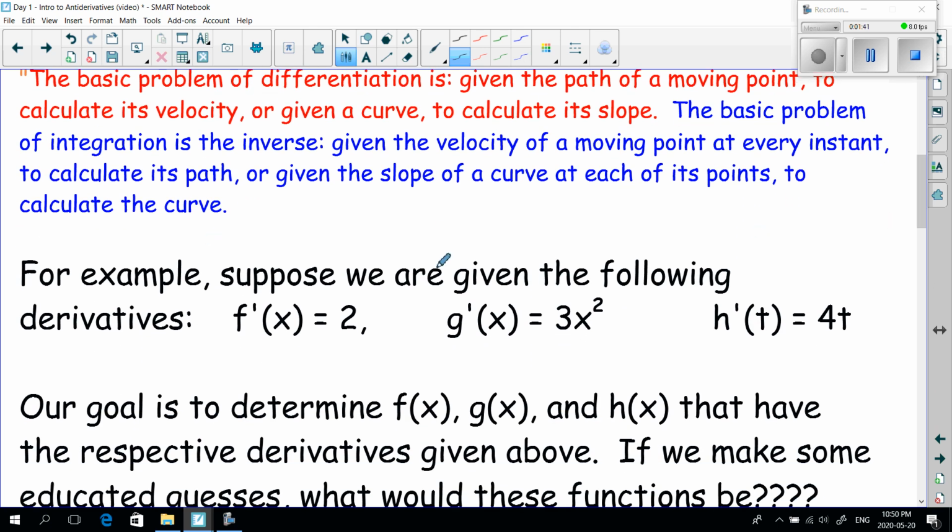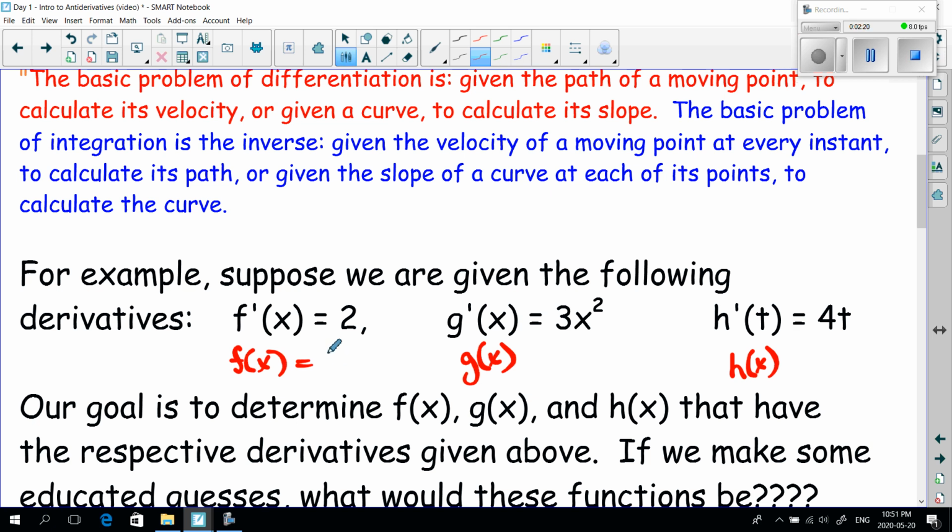So for example, suppose we are given the following derivatives: f prime x equals 2, g prime x equals 3x squared, and h prime t equals 4t. We want to figure out what f of x would be, what g of x would be, and what h of x would be. Okay, so for these simple ones, it's probably not too difficult to figure out, well, what would you have to take the derivative of to get 2 for an answer? So you're kind of working this way.